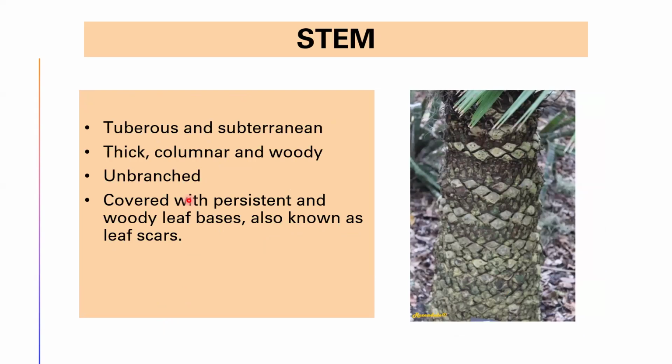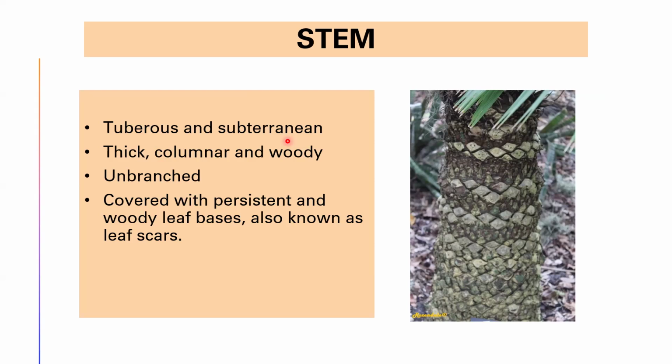Now, moving on to stem. The stem is tuberous and subterranean. Subterranean means some part of the stem is also present beneath the soil. Its apical part is covered with brown scale leaves. Moving forward with leaves, we will see that the apex of the stem or trunk is covered with brown scaly leaves. There are two types of leaves present in Cycas. We are going to discuss them in the upcoming section.